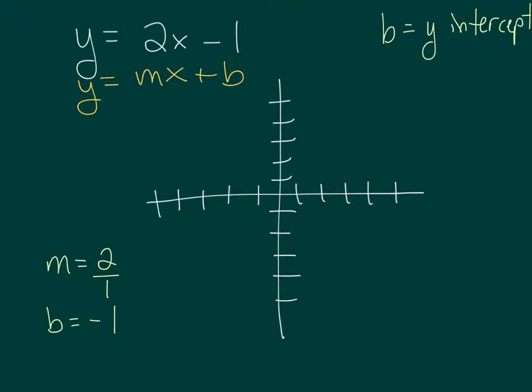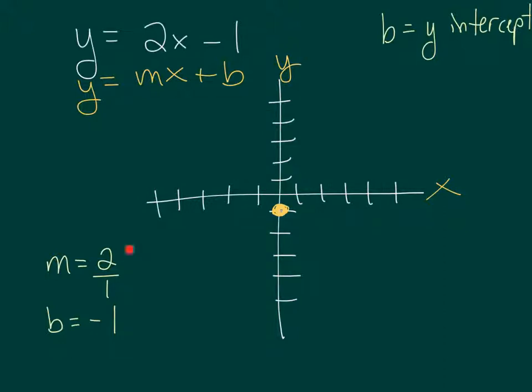So the first thing that I'm going to do is plot my b value on the graph, my y-intercept. My y-intercept is on the y-axis, so I'm going to come down to a negative 1, and I'm going to plot a point, because that's my y-intercept, where it crosses the y-axis.